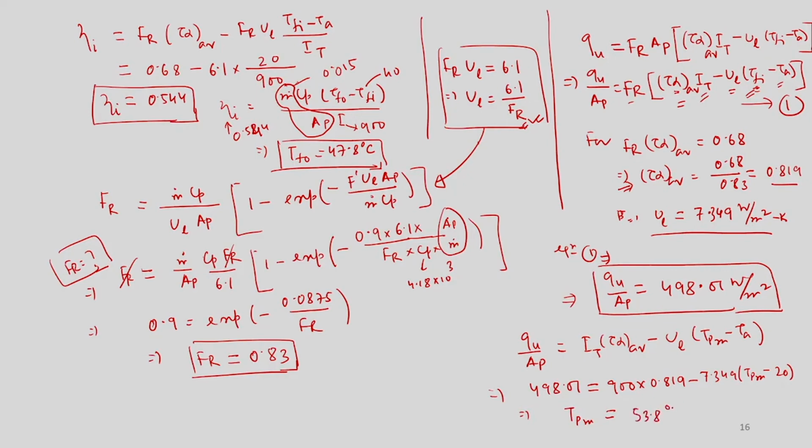On calculation we will get the TPM value equal to 53.8 degrees C. So this is the solution for the first part. Now we have calculated the mean temperature of the absorber plate when the characteristic parameters are given for a particular collector.